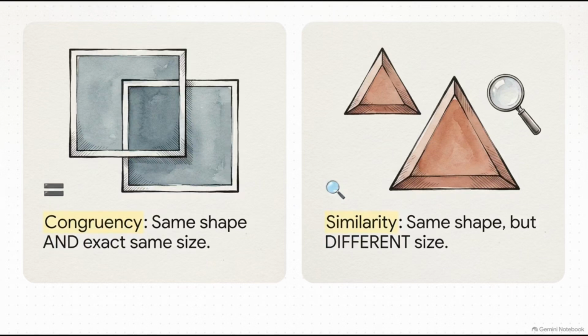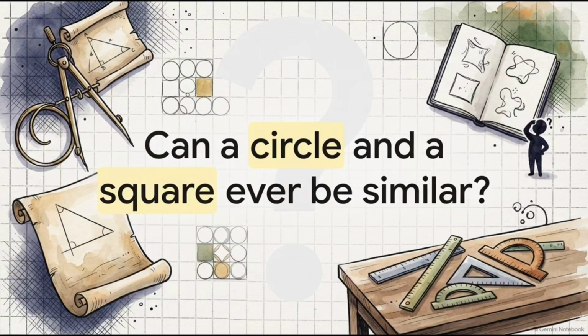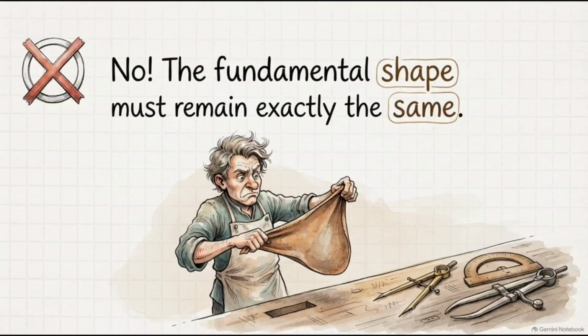But hey, before we get too deep into the mechanics of it all, let me ask you a quick question. Can a circle and a square ever be similar? Like, ever? Take a second, really think about it. If you answered no, you hit the nail right on the head. No way they cannot. So have you ever wondered why that is?